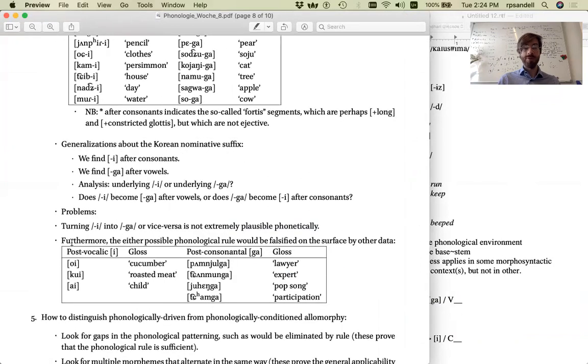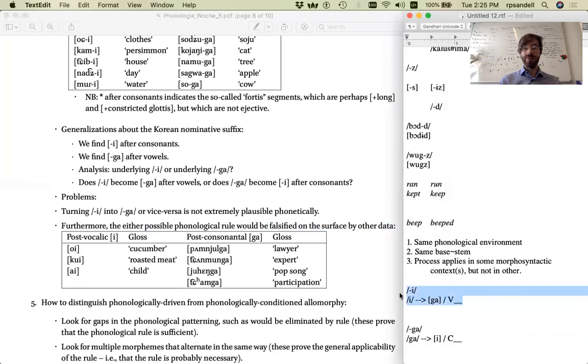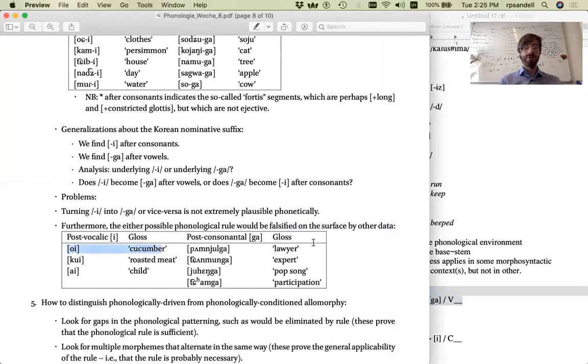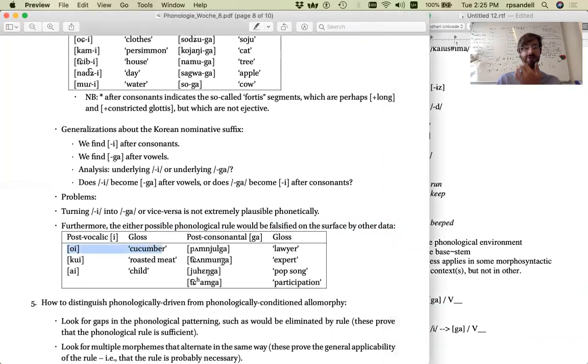And the worst problem, the more difficult problem, is that either of these two phonological rules is falsified by other data. So in the left-hand column here, we see instances of an e following a vowel. So if we adopted the first process, and we can see that the word for cucumber surfaces as oi, let's assume that this word is underlyingly oi. This rule would predict that we would obtain the sequence oga out of the application of this rule. And just the reverse, we find instances of the sequence ga following a consonant.